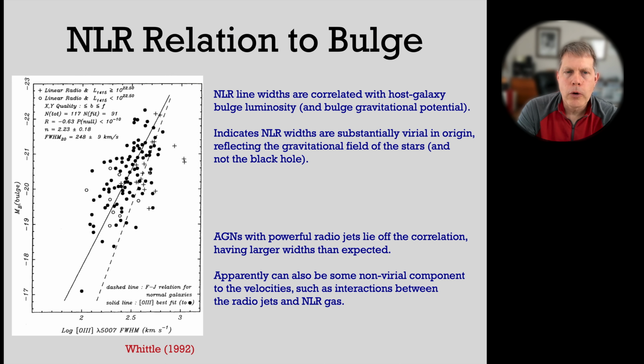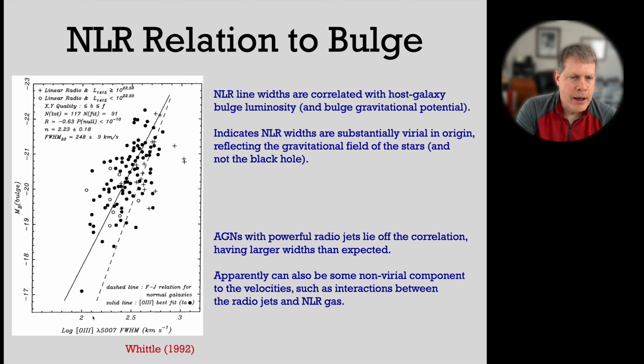Okay, another important result that comes from looking at plots of this type is that AGNs with powerful radio jets lie off the correlation, having larger widths than one would expect. And that's what's shown here. Here they nicely plot the systems that have linear radio structure and high radio luminosities with pluses. And you can see all the pluses in general systematically lie toward higher full width half maximums than systems that are radio quiet or have lower power radio emission.